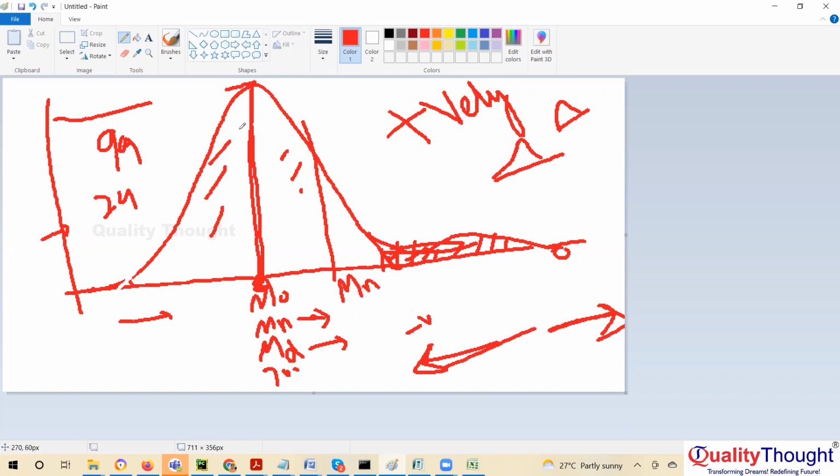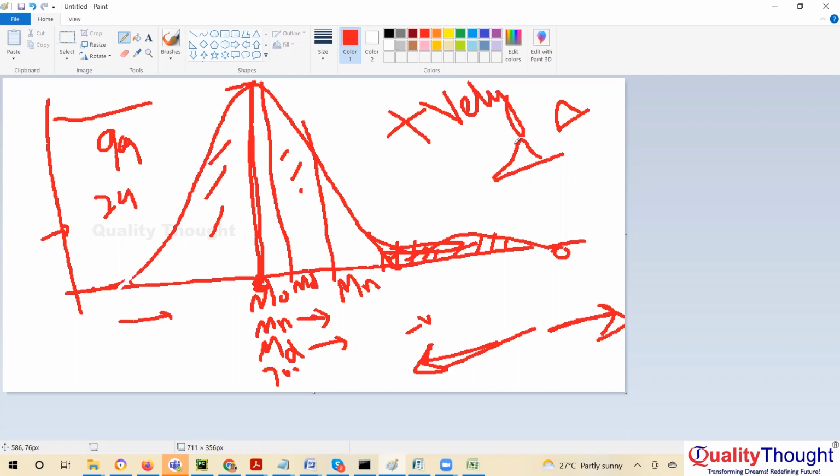Median will move slightly. Mean will move faster. Median will move slightly, yes. Somewhere here. So this is another interview question. In a positively skewed graph, which will be closer to the mode, mean or median? Median. Okay, median will be closer to the mode.